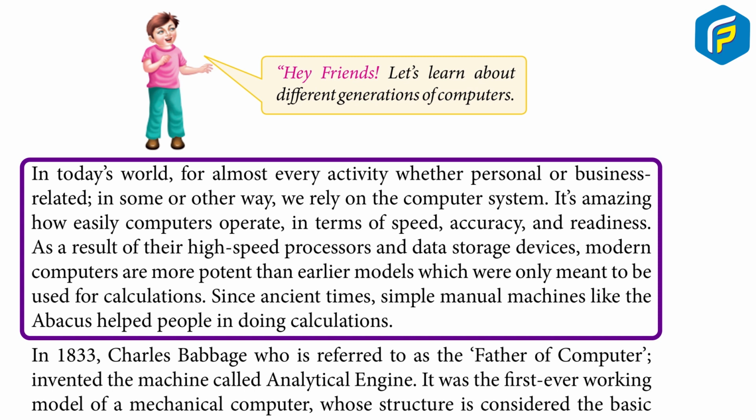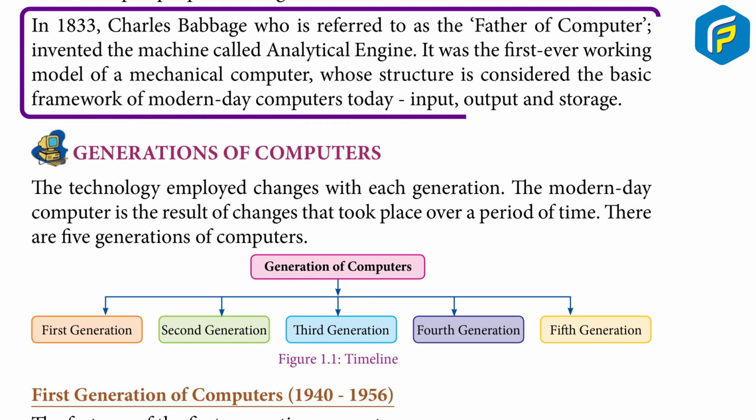Since ancient times, simple manual machines like the abacus helped people in doing calculations. In 1833, Charles Babbage, who is referred to as the father of the computer, invented the machine called the analytical engine. It was the first ever working model of a mechanical computer, whose structure is considered the basic framework of modern day computers today: input, output, and storage.